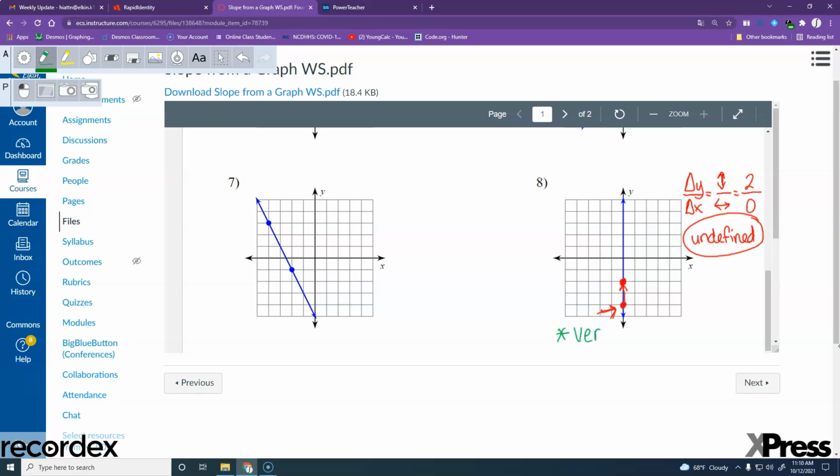Vertical lines have an undefined slope. And so if you see another vertical line, you don't even have to count or look at anything. It's just undefined.